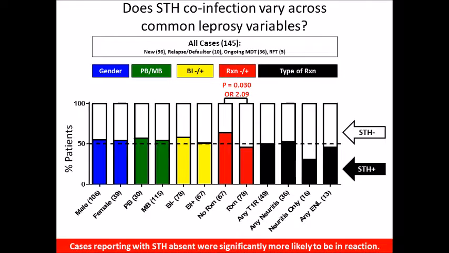Between males and females, you don't see much difference, 50-50. PBMB, not much difference. BI positive, not much difference. But when we came to reactions, there was a significant difference. And cases reporting with soil-transmitted helminths absent were significantly more likely to be in leprosy reaction. This fits the theory. Their immune system, in the absence of the worms, is coming back up, and this is maybe contributing to them going into leprosy reaction.